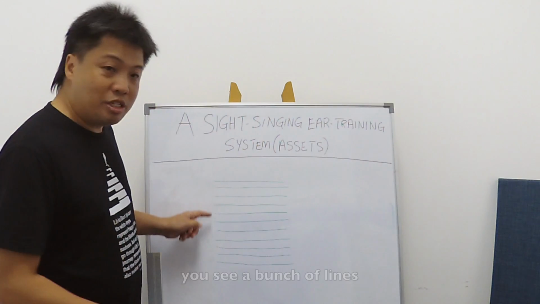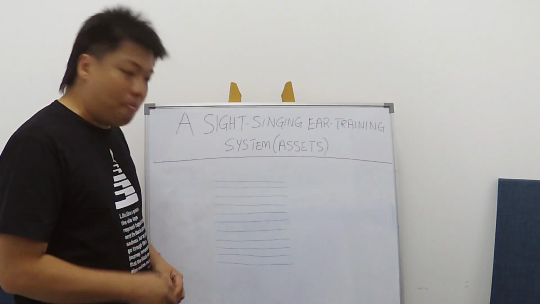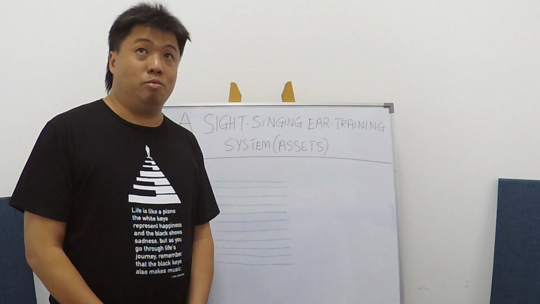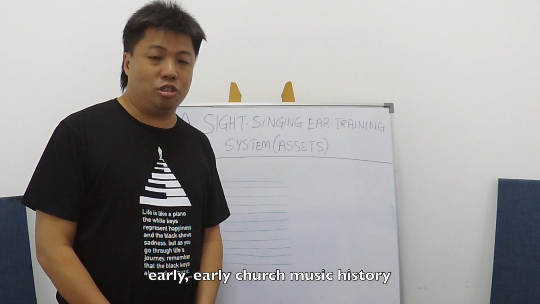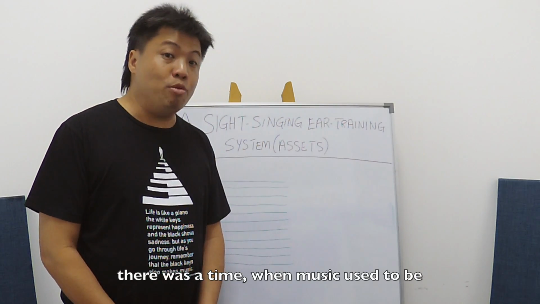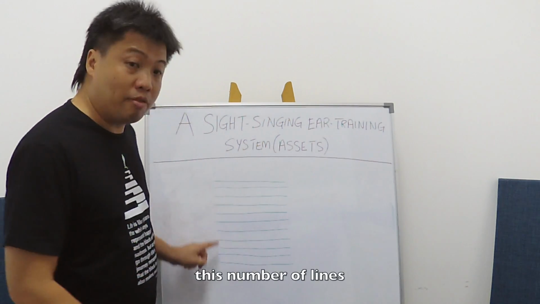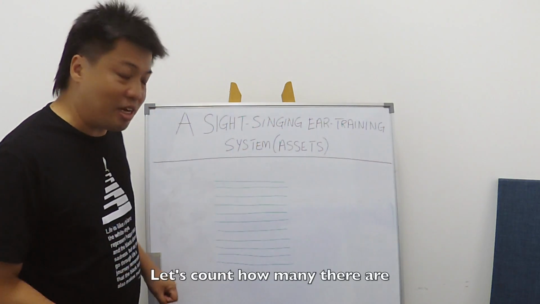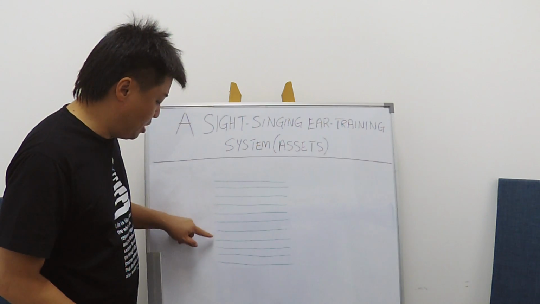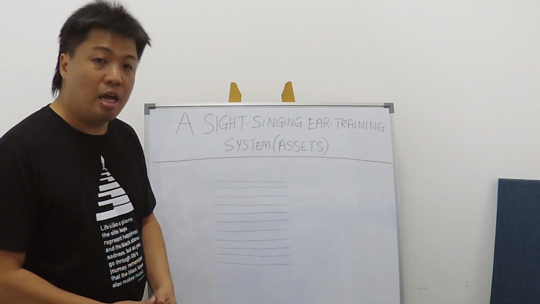Over here, you'll see a bunch of lines. Back in the early church music history, there was a time when music used to be this number of lines. Let's count how many are there. 1, 2, 3, 4, 5, 6, 7, 8, 9, 10, 11.